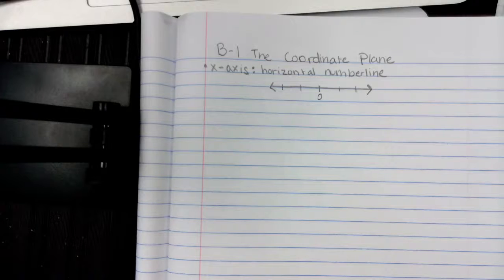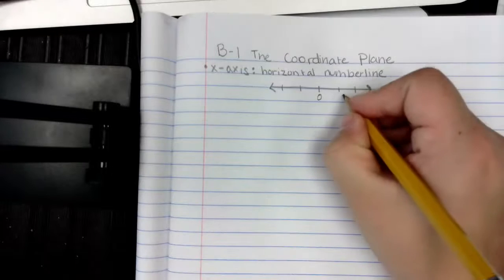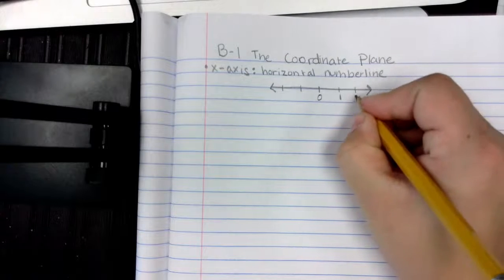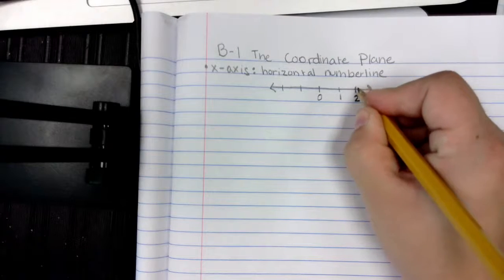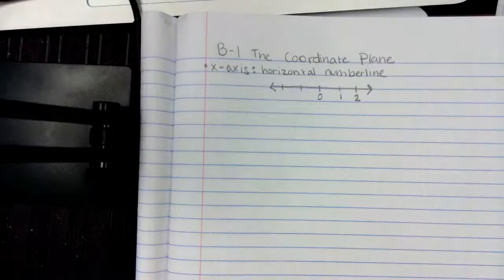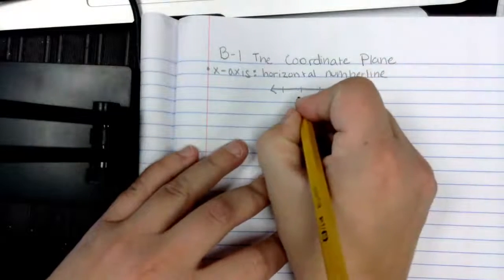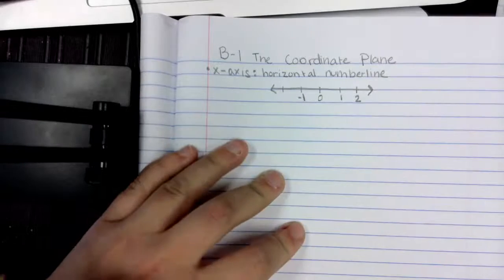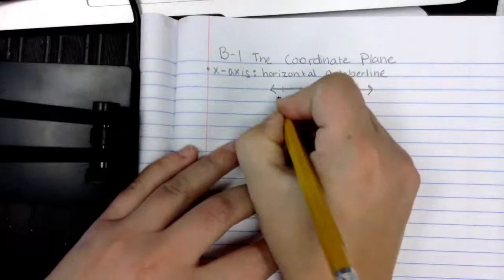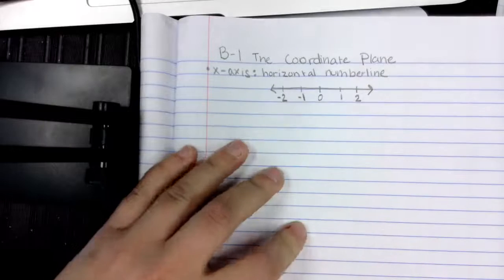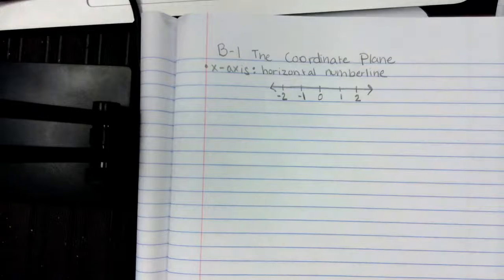Which way do the positives go? To the right. So 1, 2. And again, we're labeling it right underneath that tick mark. And then to the left would be -1, and then -2. And again, it goes right underneath those tick marks. All right, so that's the x-axis.